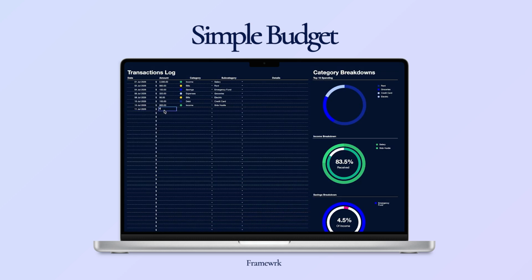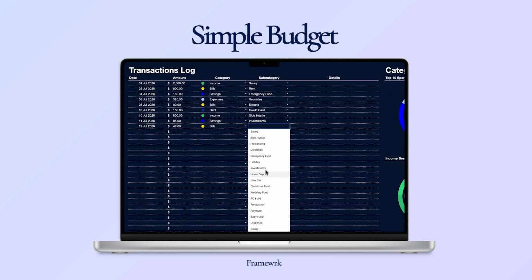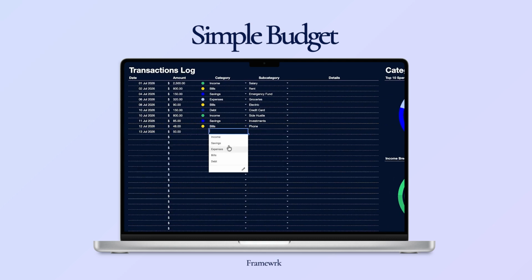Below your category tables is the transactions log. This is where you log what you spend and earn. Set the date, type the amount, and pick a category and subcategory from the drop-downs. These are automatically pulled from your category tables for you to select.